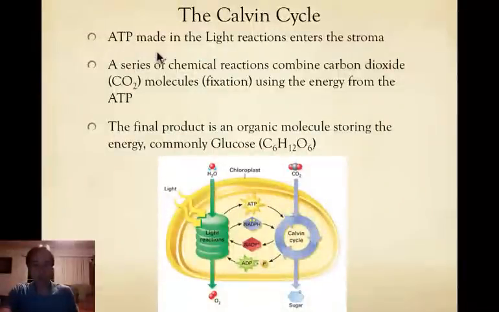Now, the second half of photosynthesis is known as the Calvin cycle. This is going to finish things off. It's going to get us our food. So that ATP that we just made, ATP made by the light reactions, is going to enter the stroma. So here we go, location again.